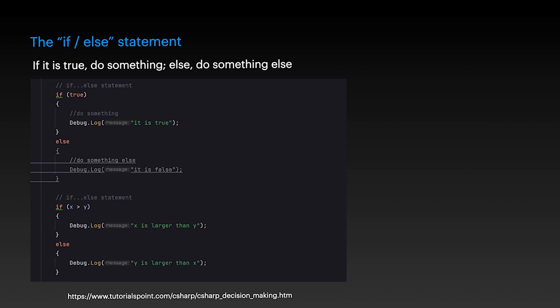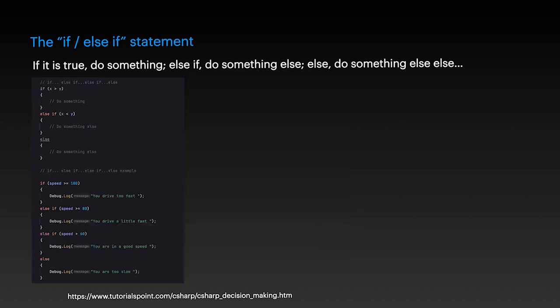And let's take a look at the second one. If x is larger than y, then let's do something called debug.log. X is larger than y, right? And if x is actually smaller than y, then the computer will start executing the else part, debug.log, Y is larger than x. Okay, so let's take a look.